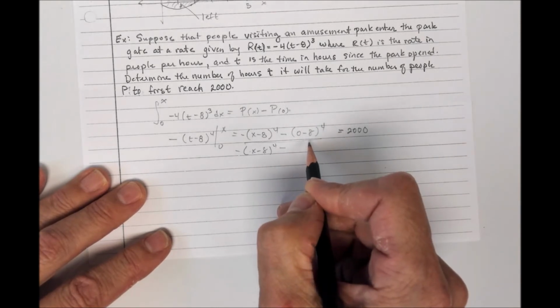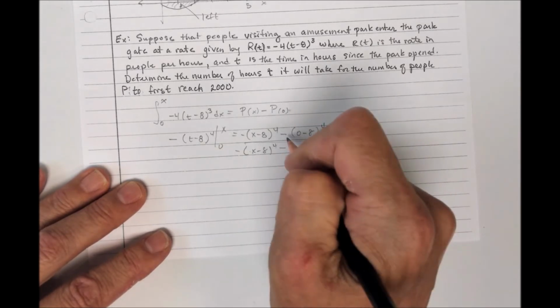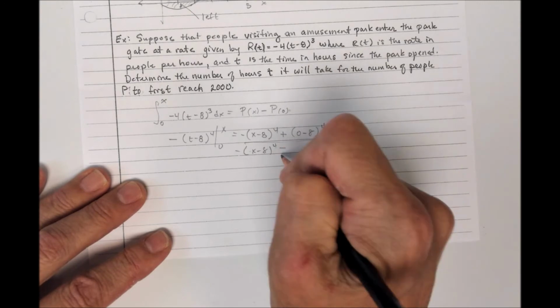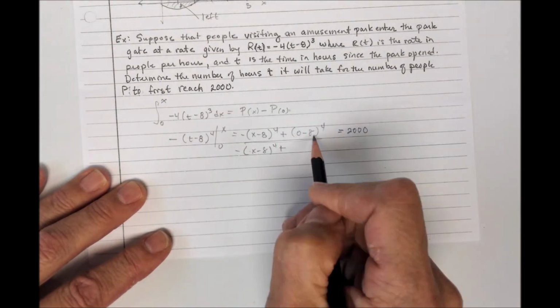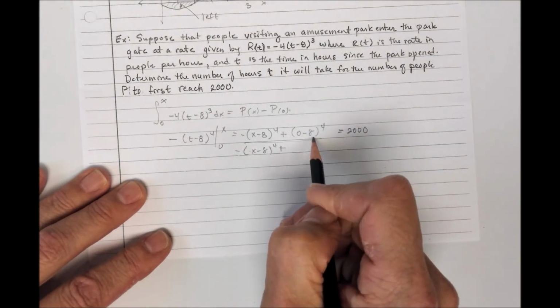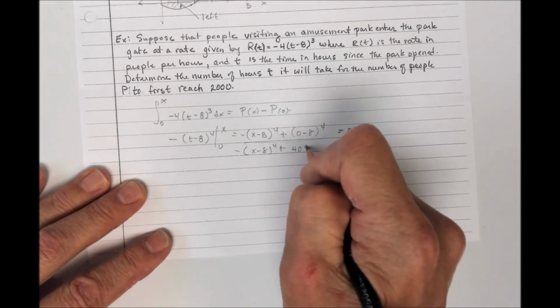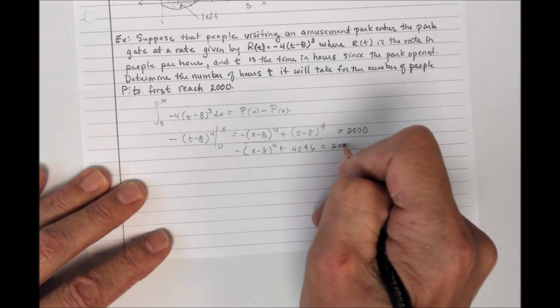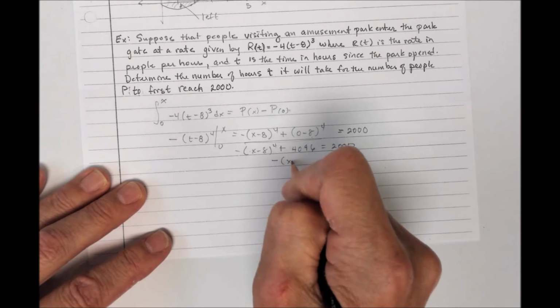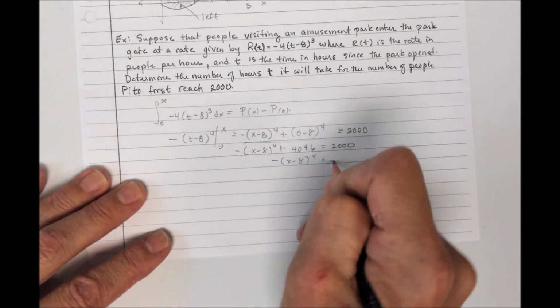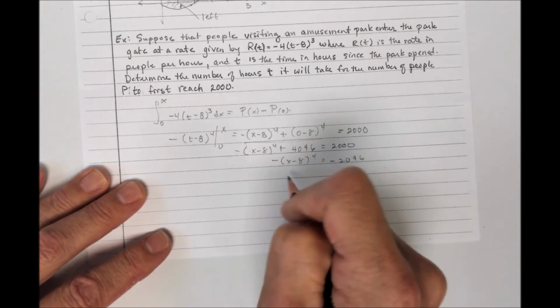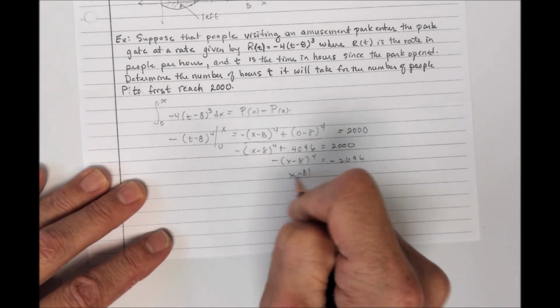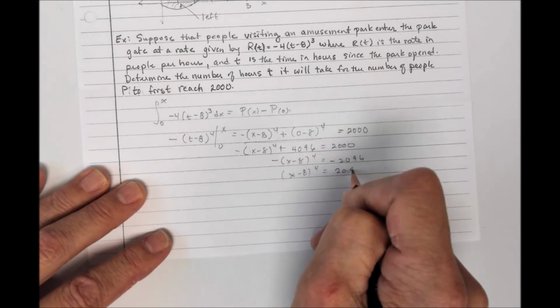Hang on a second here. Oh, I have a negative there, so because of the negative, this is actually going to be plus. I didn't think that looked right. 8 to the fourth, that's 4,096, and that's got to equal 2,000. The opposite of x minus 8 to the fourth equals -2,096. x minus 8 to the fourth equals positive 2,096.